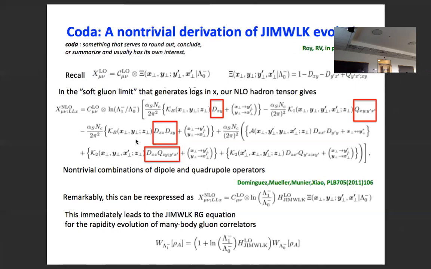So this is a completely non-trivial first principles derivation of JIMWLK evolution for a very non-trivial object involving things like quadrupoles. So that's something sort of nice to see.